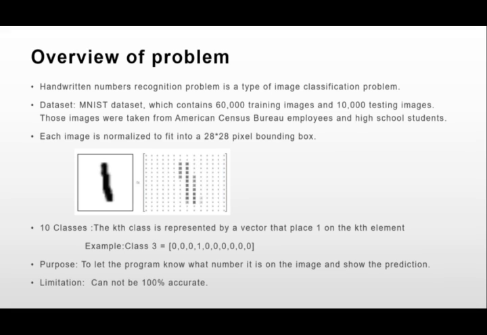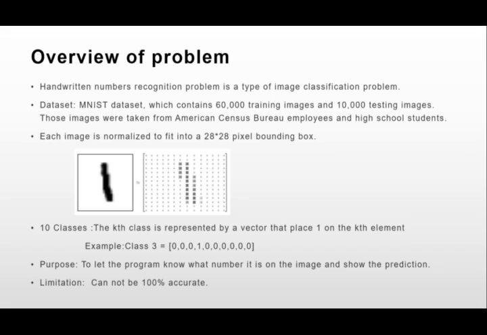How does the computer read an image? Each image is normalized to fit into a 28 by 28 pixel bounding box. So the computer regards it as a 28 by 28 matrix. Different pixel values mean different colors.